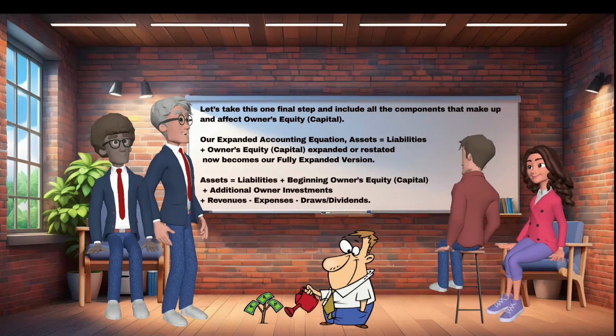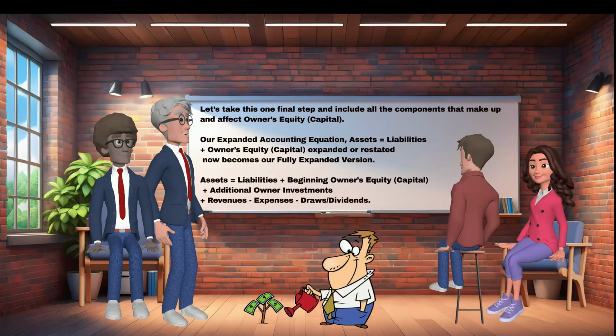Let's take this one final step to arrive at our fully expanded accounting equation, which includes all the components that make up and affect owner's equity (capital). Our expanded accounting equation, assets equal liabilities plus owner's equity (capital), expanded or restated now becomes our fully expanded version: assets equal liabilities plus beginning owner's equity (capital), plus additional owner investments, plus revenues, minus expenses, minus draws (dividends).